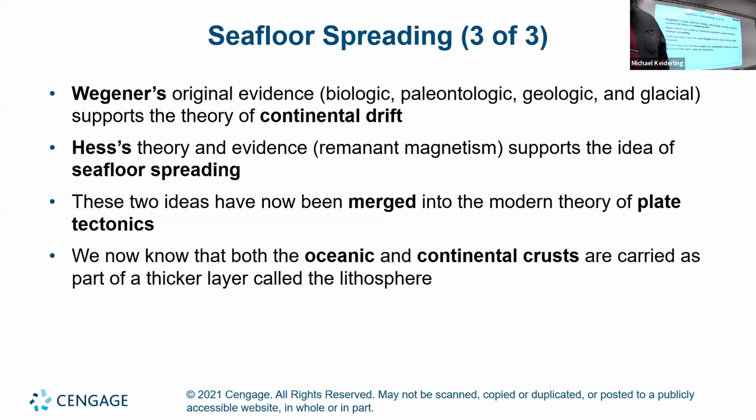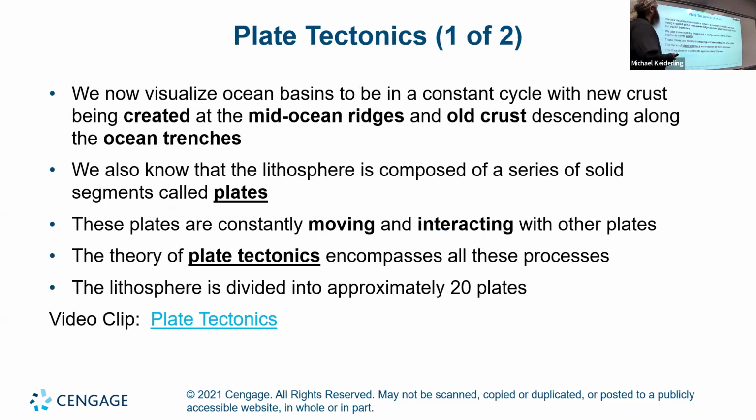And we now know that both the oceanic and continental crusts are carried as part of a thicker layer called the lithosphere. And we have a better understanding of this process. So we now visualize ocean basins to be in a constant cycle with new crust being created at the mid-ocean ridges and old crust descending along ocean trenches.